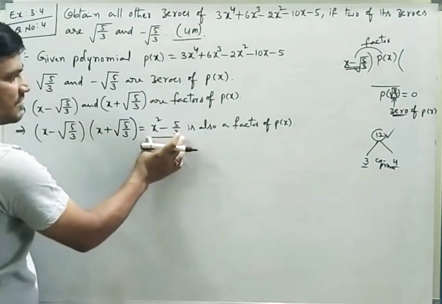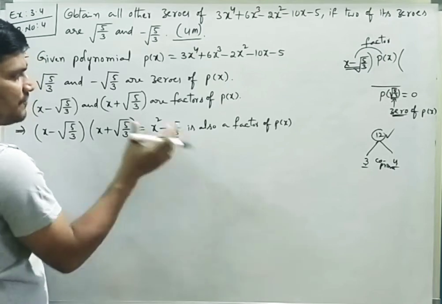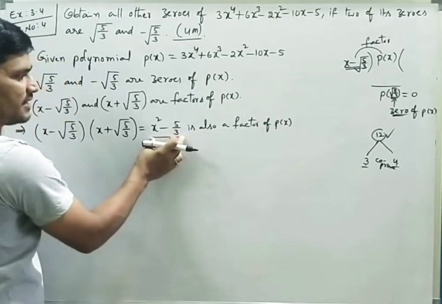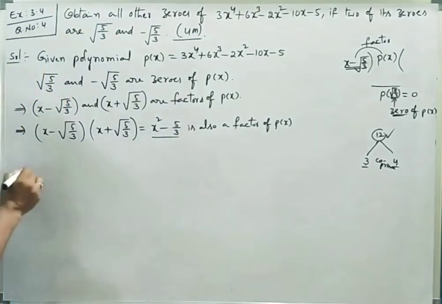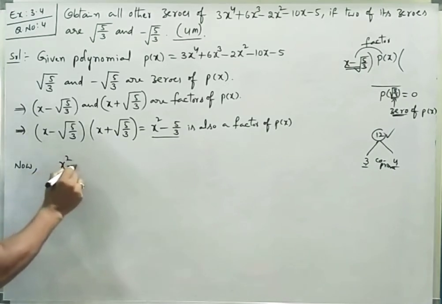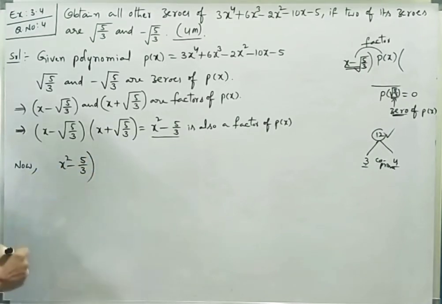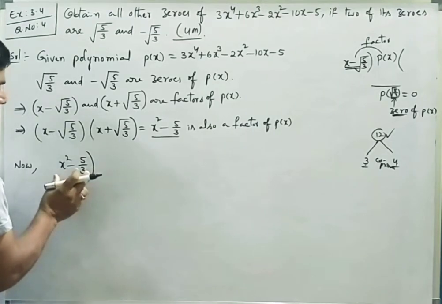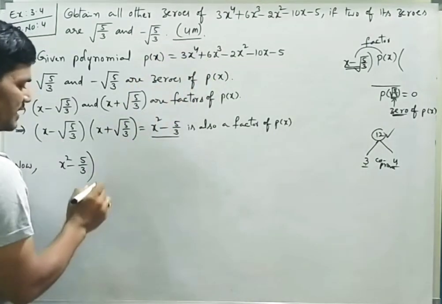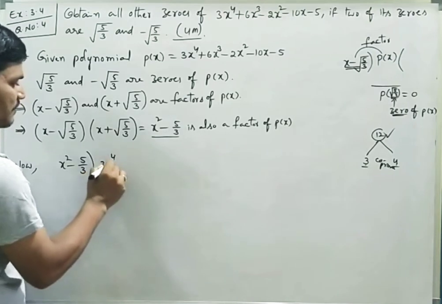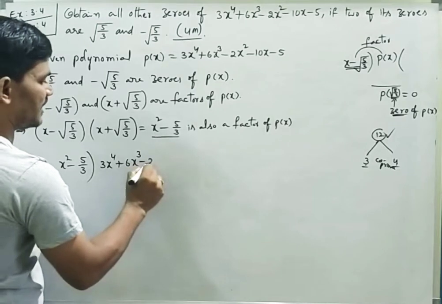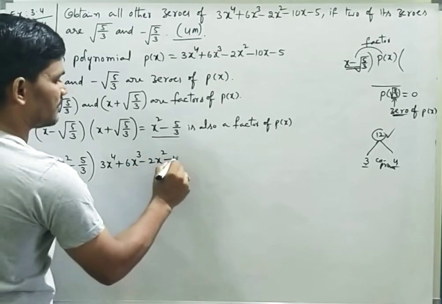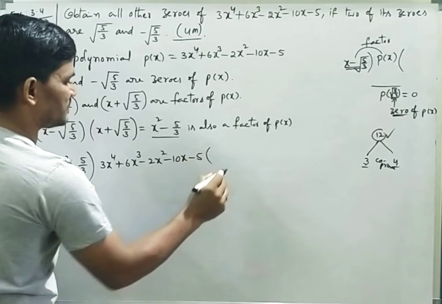Yes, if this is a factor, then if you divide the polynomial by this factor, you should arrive at the remainder 0. So let us go for the division. Now, x square minus 5 by 3. With this factor, we will divide the given biquadratic polynomial, that is 3x power 4 plus 6x cube minus 2x square minus 10x minus 5.